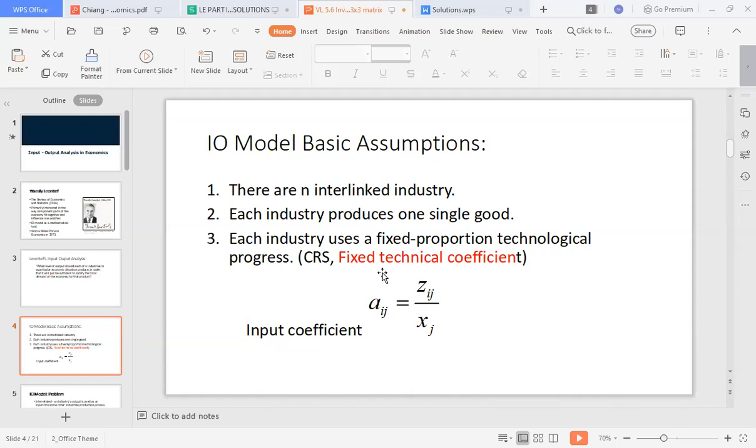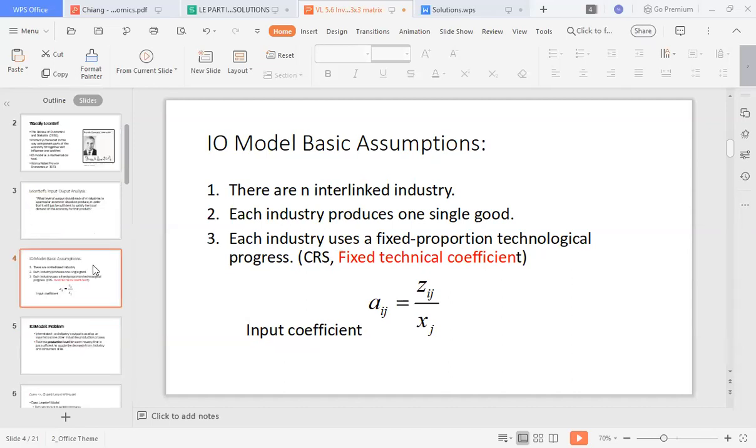We'll use this. This one here is important, especially when we are building the technical coefficient matrix later on. Okay. So again, let me summarize the basic assumptions. There are three sectors that we will study for this course. And then each of the sectors will produce a single kind of commodity, so it's a homogeneous good. And the third one is each industry will use a fixed proportion technological progress. Okay.